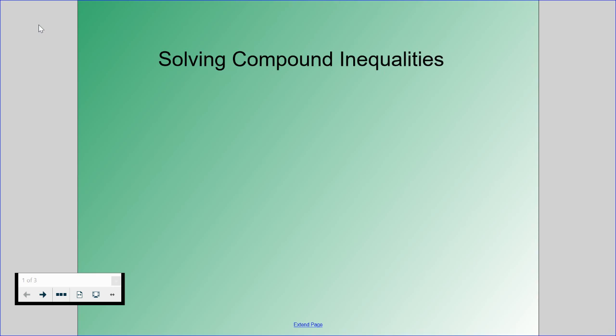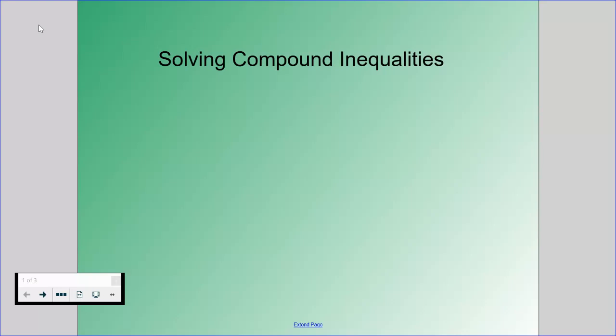All right, welcome back. So today we are going to be solving what are called compound inequalities. What compound inequalities are, the word compound means to join. So we're going to be having two inequalities together written as one statement. Now we have two different types of compound inequalities. We have what is called an and compound inequality, and we have what's called an or compound inequality. Those are two separate types of inequalities.